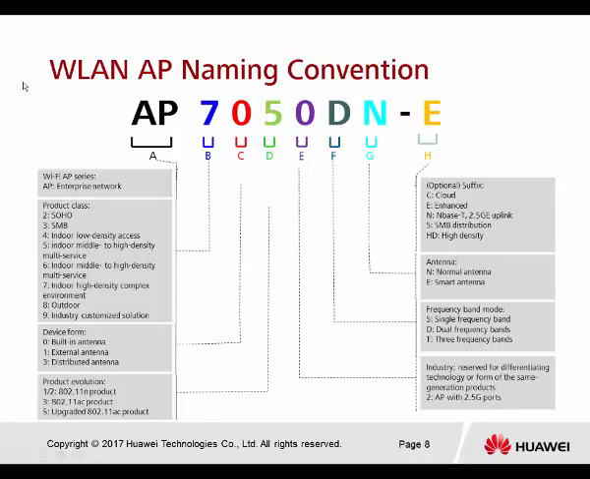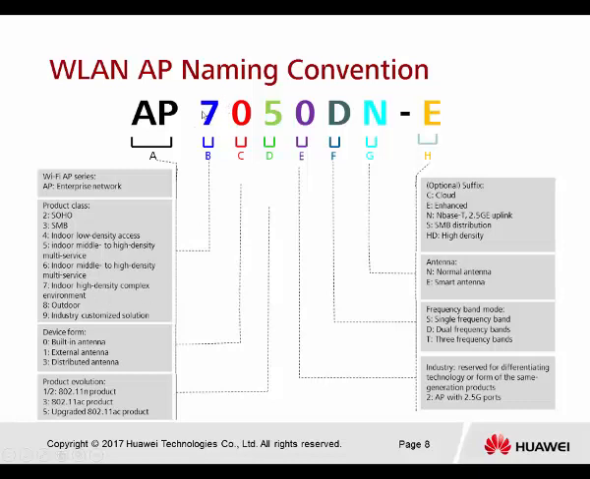So they categorize into A, B, C, D, E, F, G, H. The first one is very easy to understand. This is the access point. The first number here actually refers to the product class. The 7 means this is for indoor high density complex environment use.